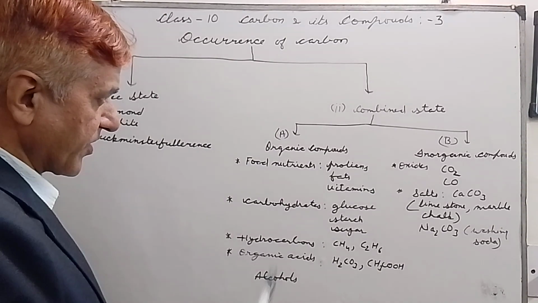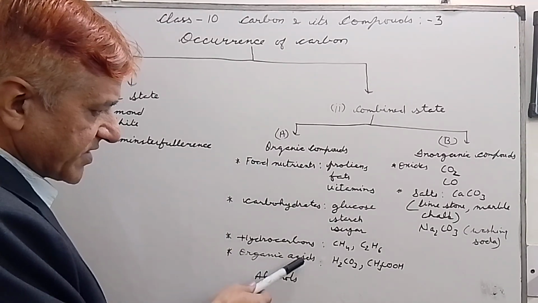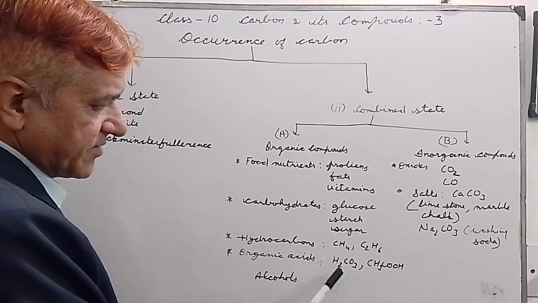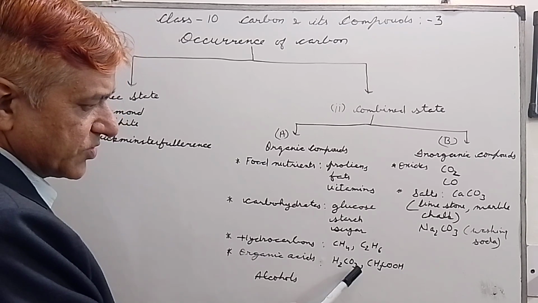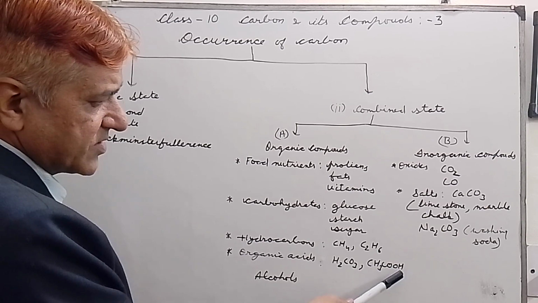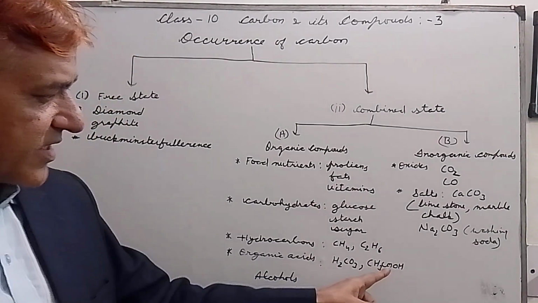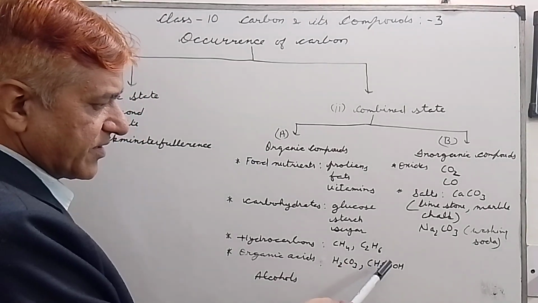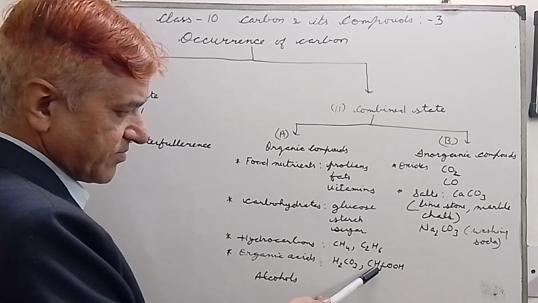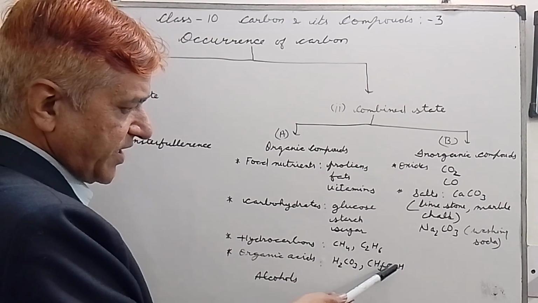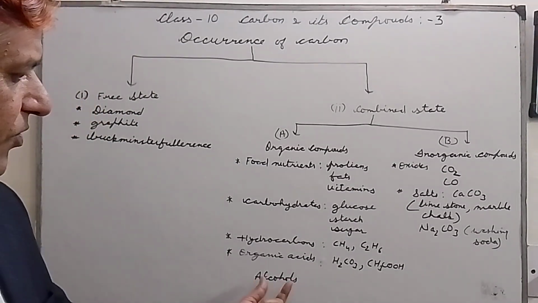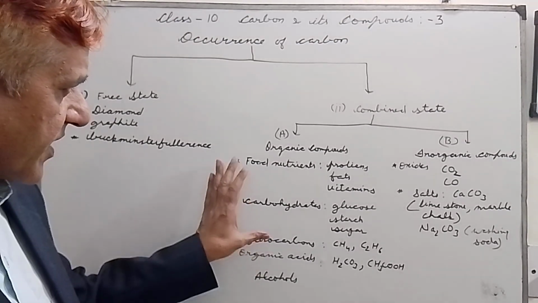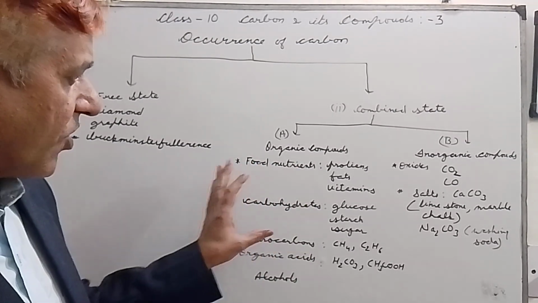And then organic compounds also include organic acids. Organic acids are carbonic acid and this is acetic acid. The formula of carbonic acid is H2CO3 and CH3COOH is the formula of acetic acid. And you can see here that carbon is found in combined state. It is found with hydrogen and oxygen. And then we have alcohols. So my dear students, these are all organic compounds of carbon.